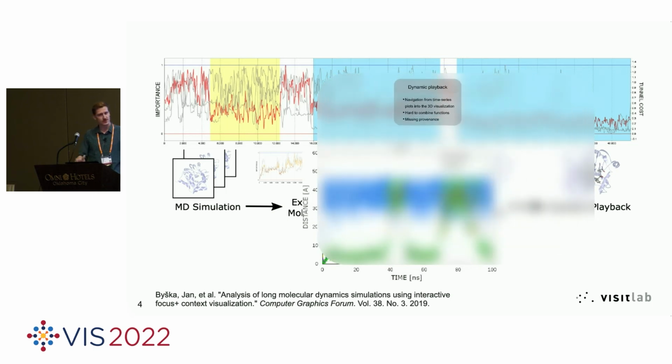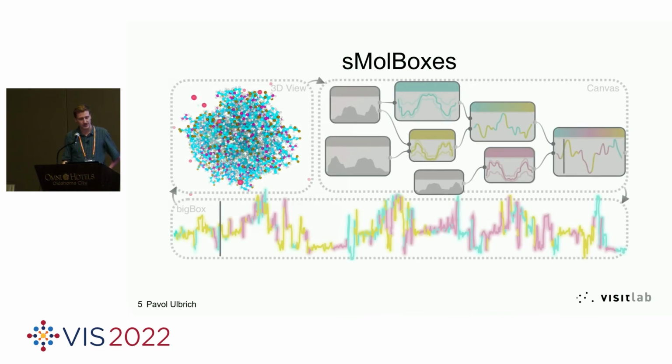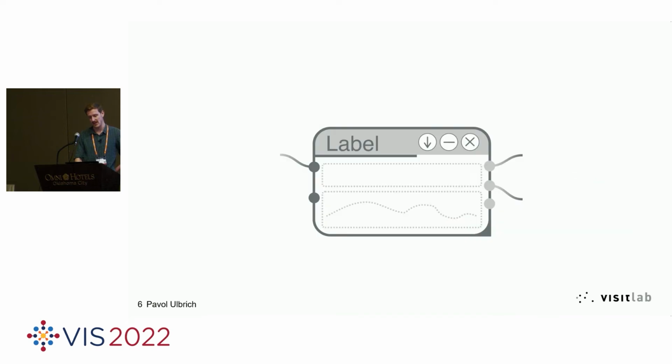So we got back to our drawing boards and we came up with an application that is called Smallboxes. And in this application, there is always a 3D view present on the left. Then on the bottom, there is a detail view that utilizes the whole width of the screen that the domain expert is using. And on the right, we can see a series of node instances that we call Smallboxes. They are connected together to form a graph describing the descriptive function for the molecular dynamics.